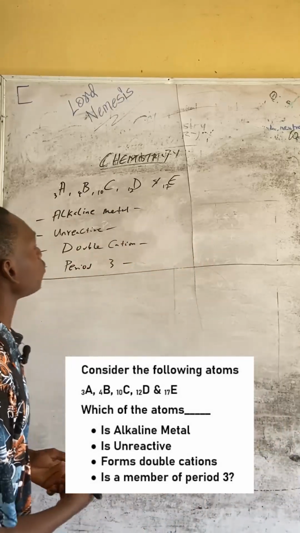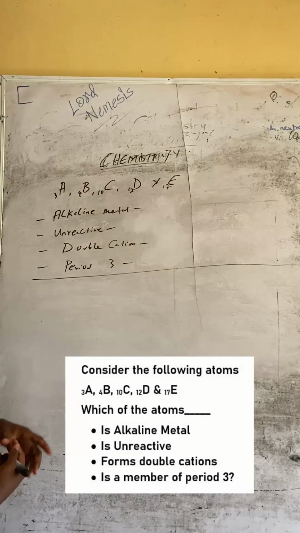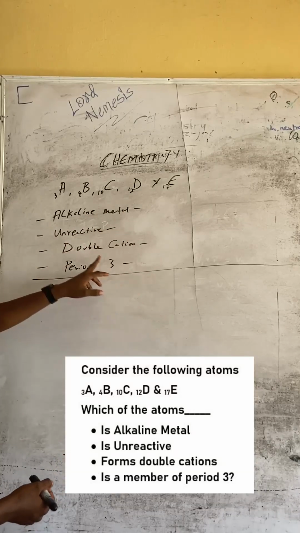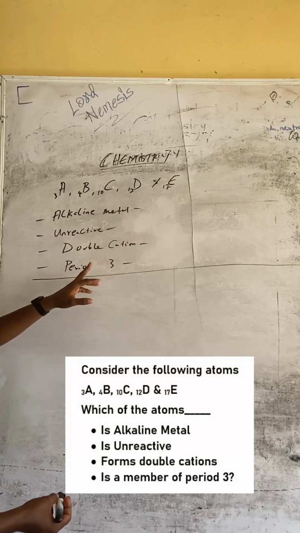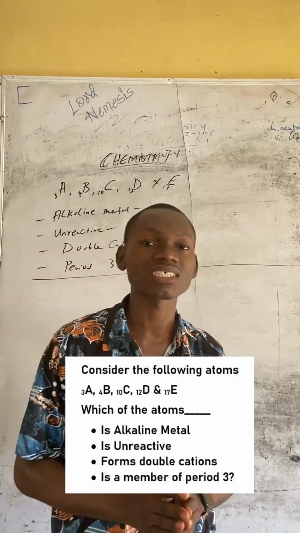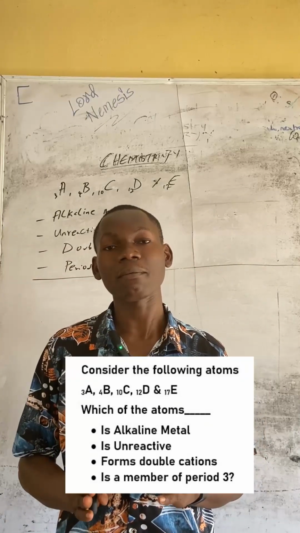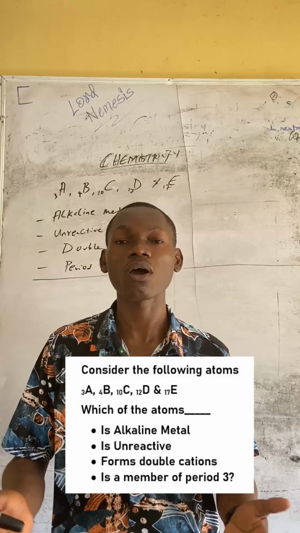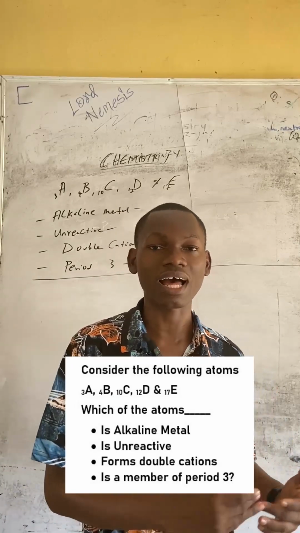So what are we asked to do with these atoms? We are asked to identify which of them belongs to alkaline metal, which of them is unreactive, which of them will form a double cation, and which of them belongs to period 3. Now, before we do that, we have to analyze what these elements are by their electronic configuration, because their electronic configuration will tell us more about that particular atom on the board.